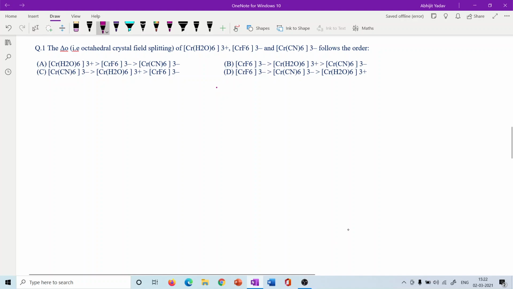Hello friends, today we are going to see some problems on the coordination compounds. Now here is the first problem.